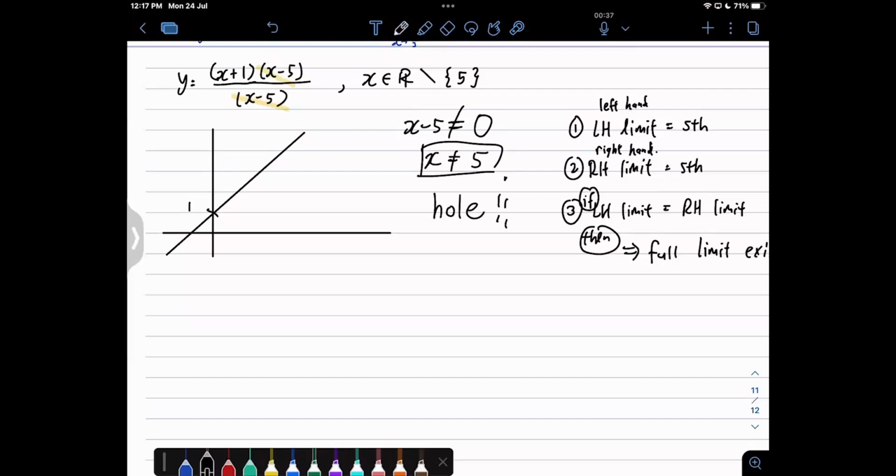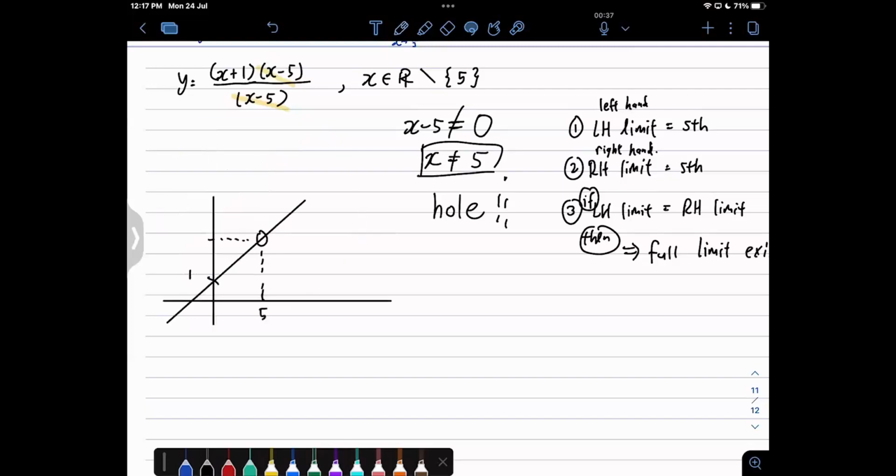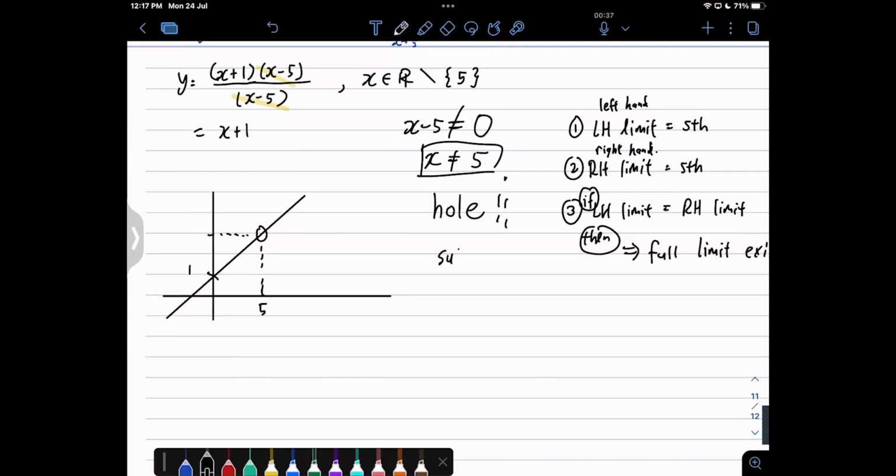Is that okay? So that means that if this is x equals 5 here, the remaining function after you cancel off the x minus 5 is x plus 1. So you sub into the resulting function x plus 1. When x equals 5, y equals 5 plus 1, which is 6. So that means this is 6. There'll be a hole there, right? Let me ask you a question. What is the limit as x approaches 5 of, let's call this y equals f of x, this whole fraction is f of x? What is this equal to?